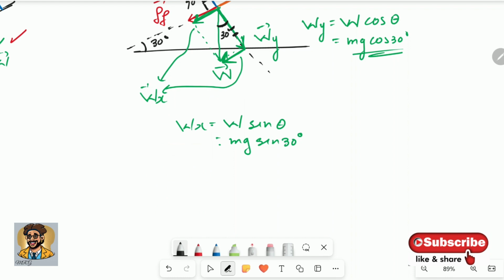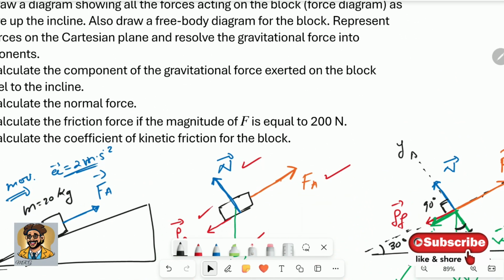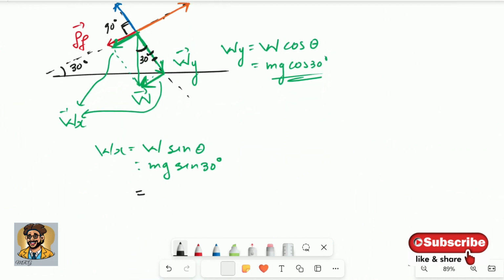So let's calculate it quickly. This one is equal to m. How much is m in the question? Let's quickly have a look. I forgot. It's 20. So it's 20 multiplied by 9.8 multiplied by the sine of 30 degrees, and the rest is calculation. So the answer is 98 Newton. There we go. This is question 3.2. Okay, let's go to the next question.